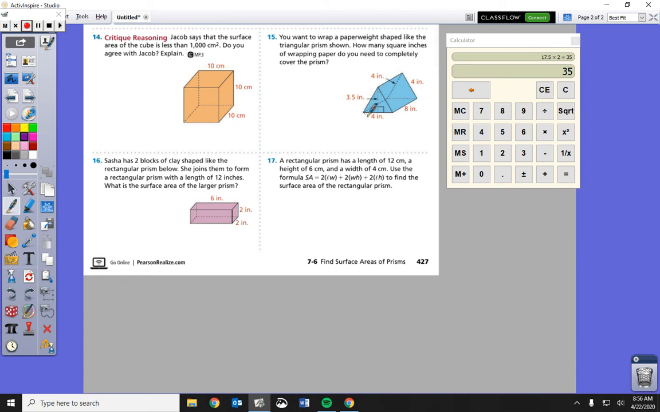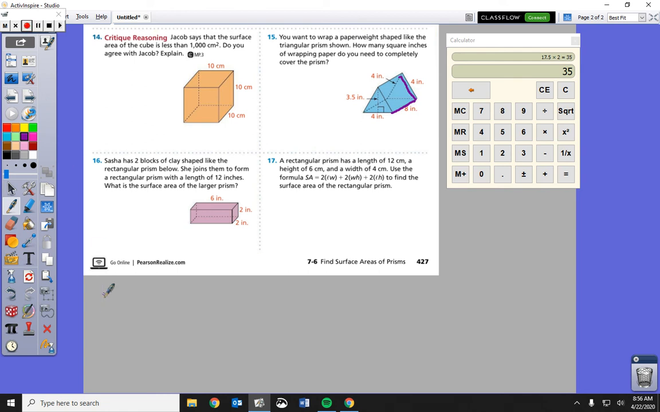Meaning every single side of this triangle is congruent. They're all 4 inches, making this rectangle and this side rectangle all having the same dimension of 8 by 4. So again, instead of just jumping into the problem, let's analyze it.